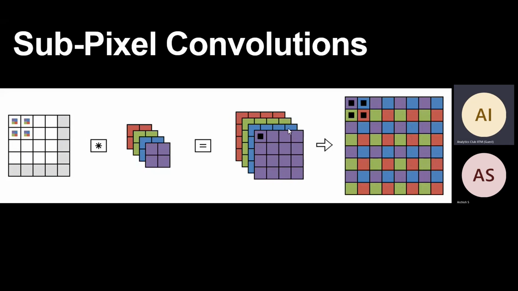So here you can see what happens in a subpixel convolution. You initially increase the size, and then you can see that each row of one of these channels is becoming a separate pixel in the new image.